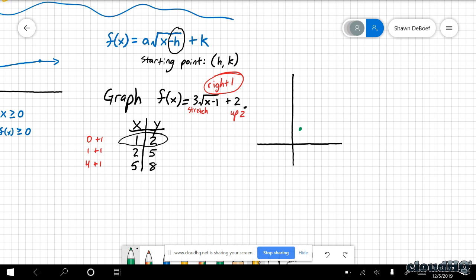1, 2, 2, 5, 5, 8. Connect your dots. Remember, it's part of a sideways parabola. But that left point is an endpoint. Do not make your line go through it, and do not put an arrow there. That is an endpoint, it's where it begins or ends, whichever way you look at it.